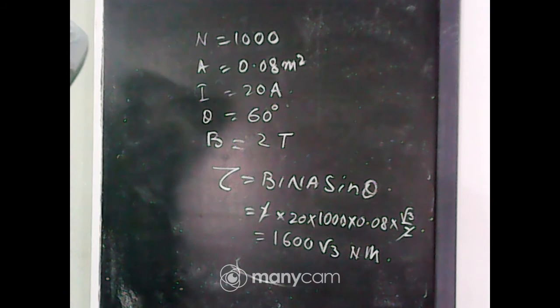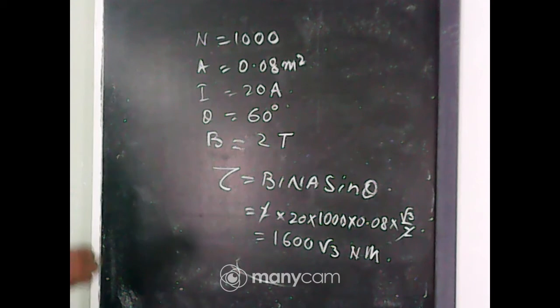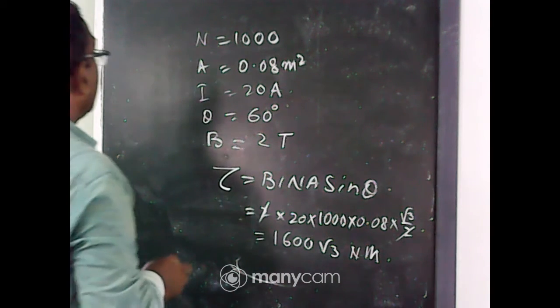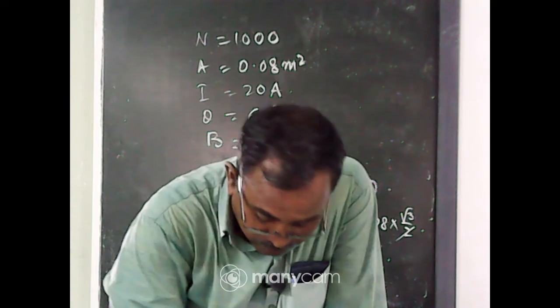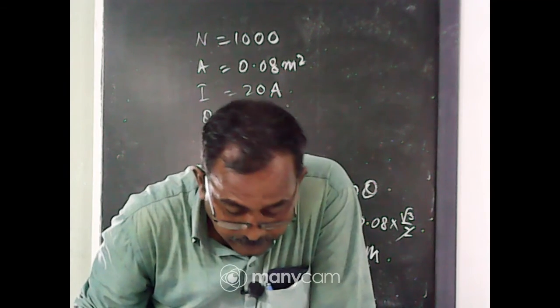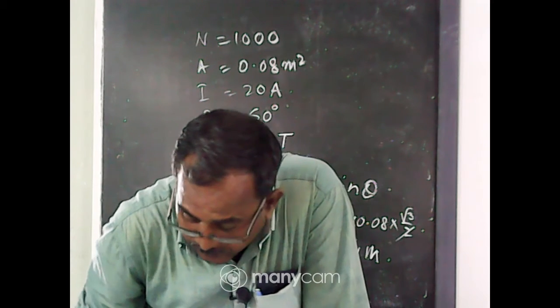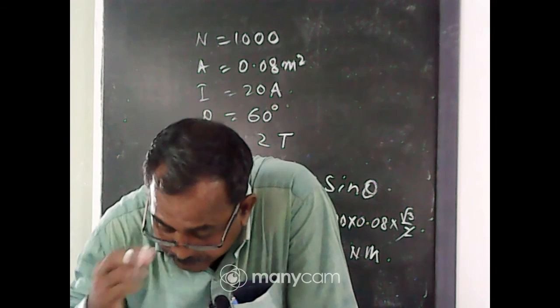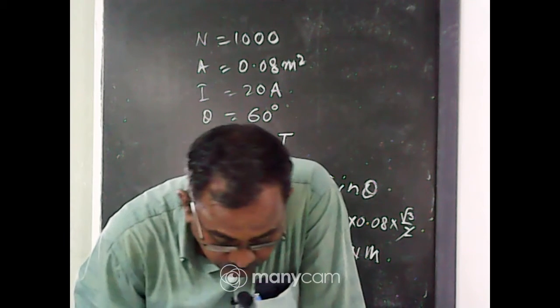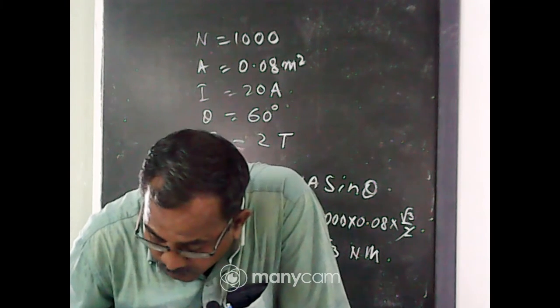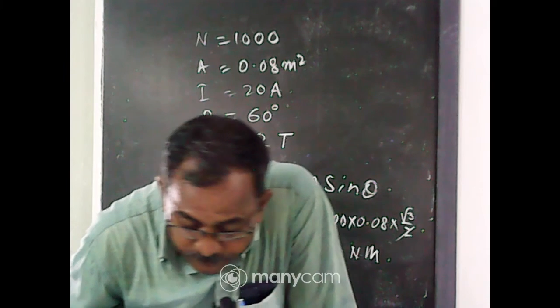So 1.6, that value is this. Okay, you check it. 60 degrees sin 60, not the cos 60. This is the sin 60. Okay. Next numerical.